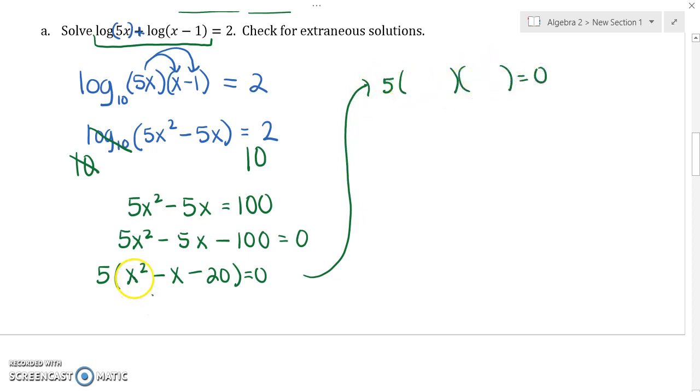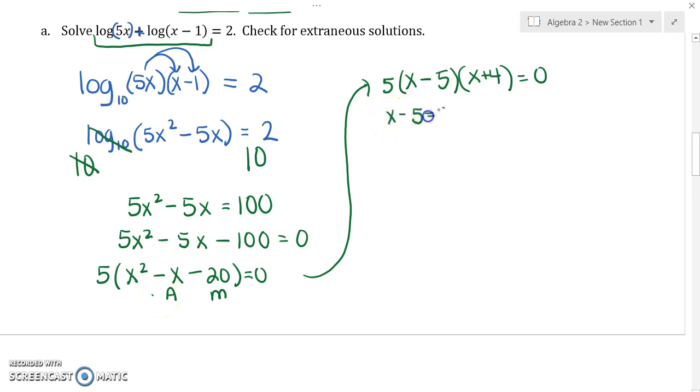So x squared breaks down to x and x, and what I need is 2 numbers that multiply to negative 20 and add to negative 1. And the only one I can really think of is 5 and 4, because those multiply to 20, and there's a difference of 1. So I have to just figure out which one is the negative, and the 5 has to be the negative, and the 4 has to be the positive, so I can get that negative 1 that I want. And then I can solve each one separately.